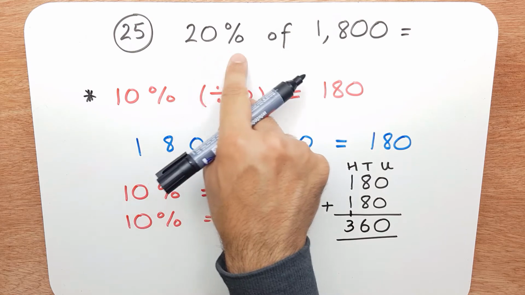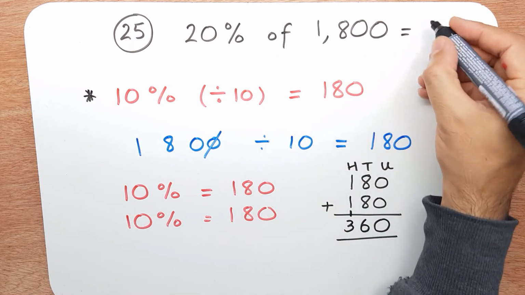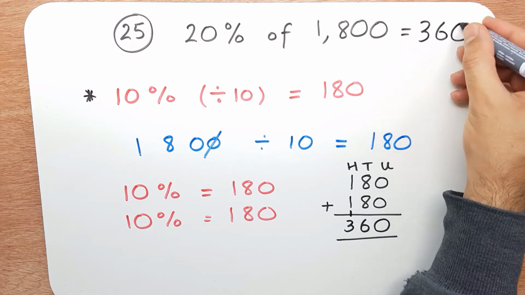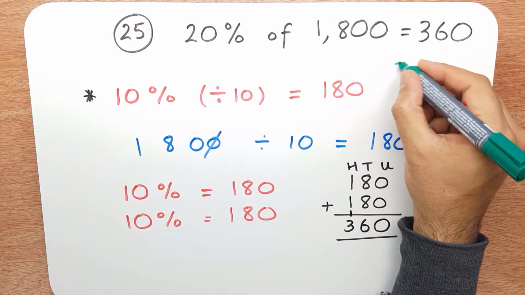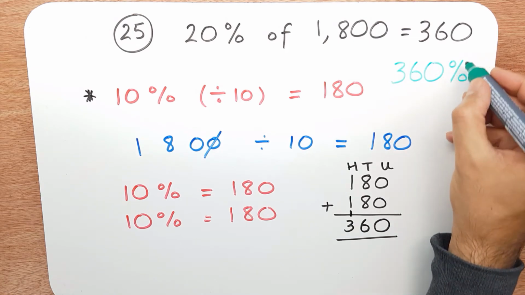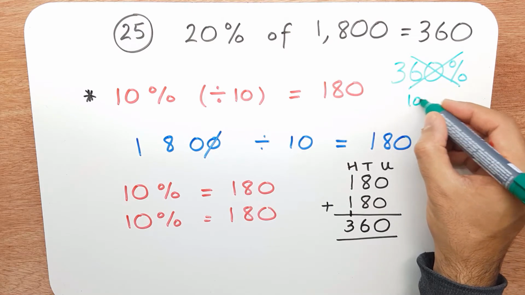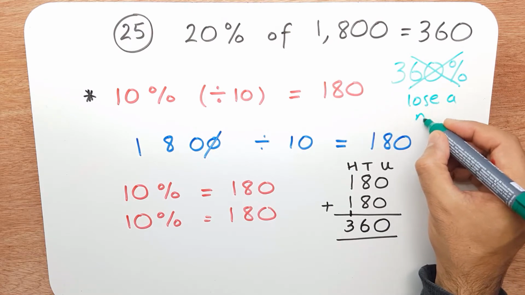So 20% of 1,800 is 360. Let me just add, do not write 360%. That would be incorrect and you would lose a mark.